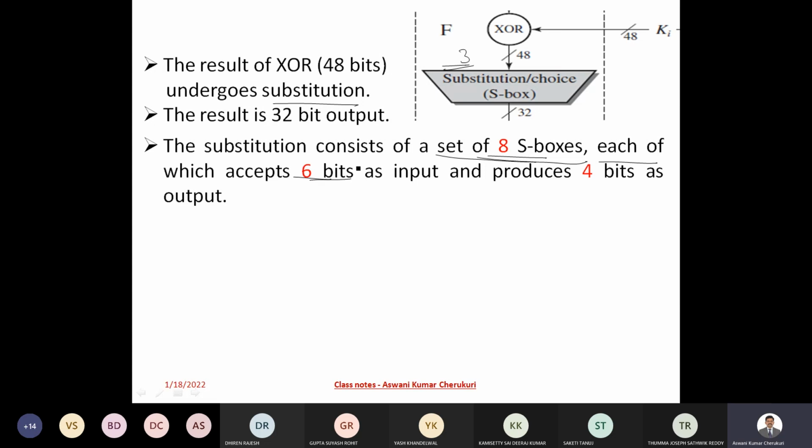They are going to 8 substitution boxes where each box is taking 6 bits as input and producing 4 bits as output. Since the S boxes are producing 4 bits, so totally 8 boxes, 8 into 4, 32-bit. Is this clear? The input and output: so 8 into 6, 8 into 4. Input, output, number of boxes, number of bits.